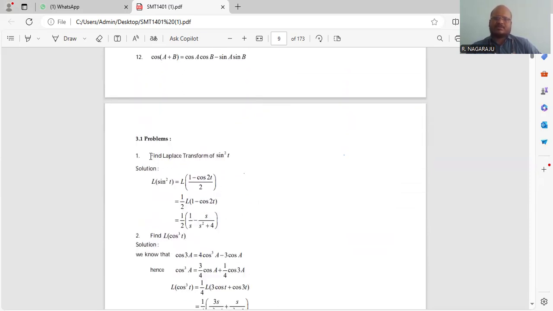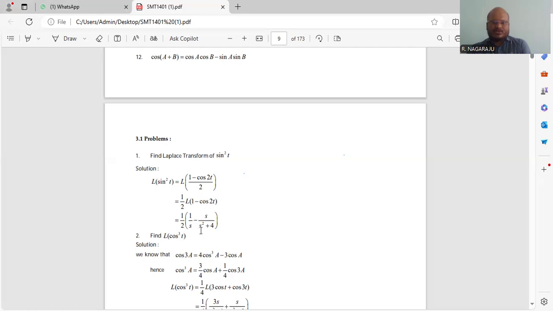Starting with the problem with sin square t. How do we find the Laplace transformation of sin square t? First of all, there is no official formula for sin square or cos square. So first of all, you have to split sin square t into (1 minus cos 2t) by 2. In this, the 1 by 2 in the denominator is a constant, so you can remove it, write it in front, and after that, L of 1 minus cos 2t.